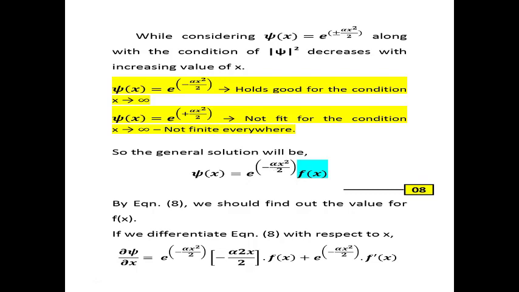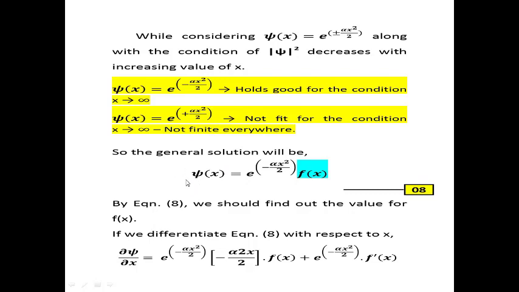So one more term, f of x, is added to the solution to get a proper answer for the wave function of a particle undergoing linear harmonic oscillation. So by this equation number 8, we should find out the value of f of x. Now we have to start the process again.